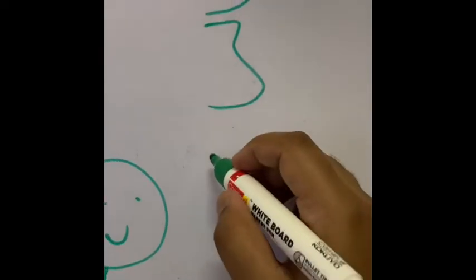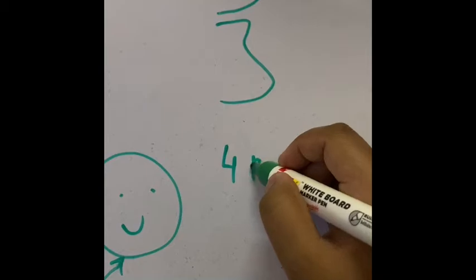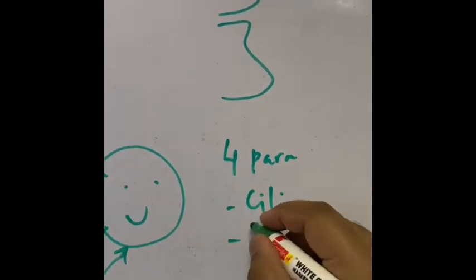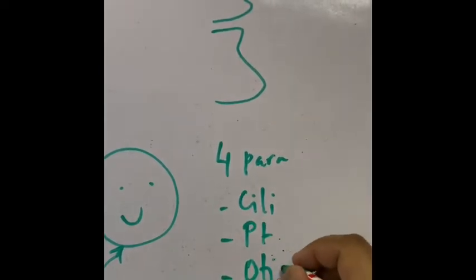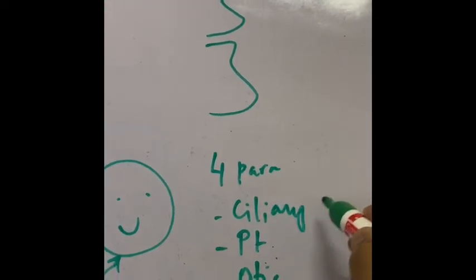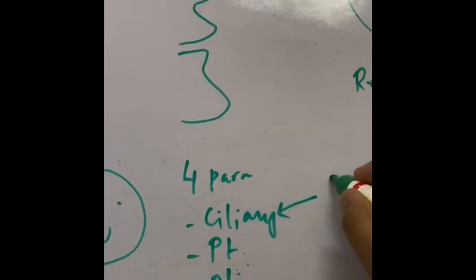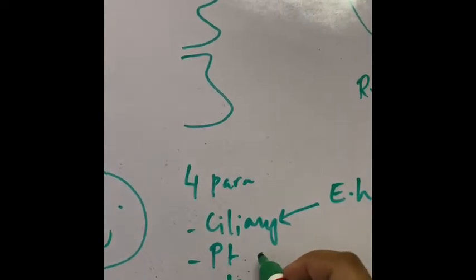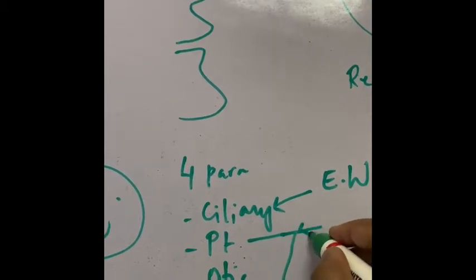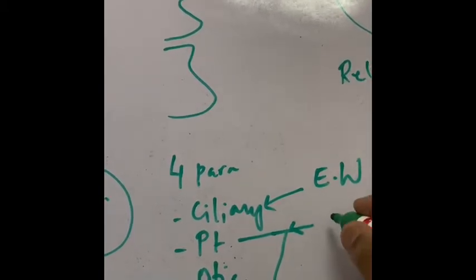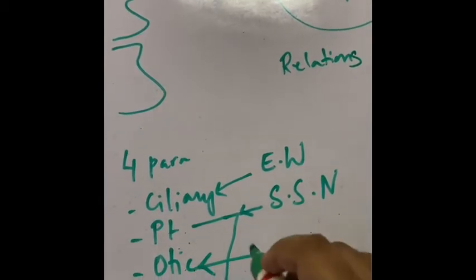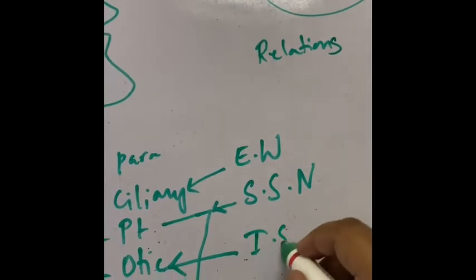As you know, there are four main parasympathetic ganglia in our body. They are the ciliary ganglia, the pterygopalatine ganglia, the otic ganglia, and the submandibular ganglia. The ciliary ganglia receives the parasympathetic inflow from the Edinger-Westphal nucleus. The pterygopalatine as well as the submandibular ganglia receive parasympathetic neurons from the superior salivary nucleus, whereas the otic ganglia receives parasympathetic inflow from the inferior salivary nucleus.